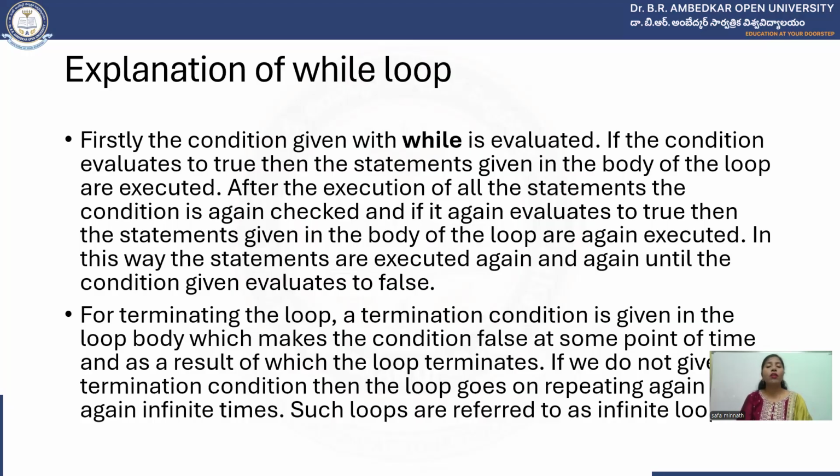Then again the i value becomes 3. 3 is less than 10, so 3 is printed. Then 4. Like this, the value keeps increasing and automatically all the numbers are printed. Finally, when the i value is 10, 10 is less than or equal to 10, so the condition is true. Now the i value is 11, and 11 is not less than or equal to 10, so the condition is false. So like this, the loop is repeatedly executed until the condition is false.